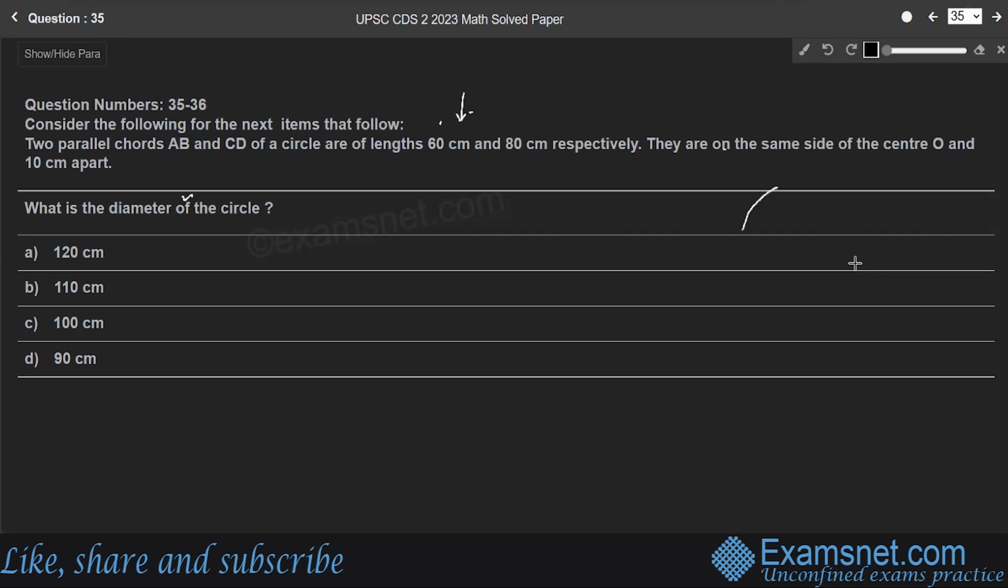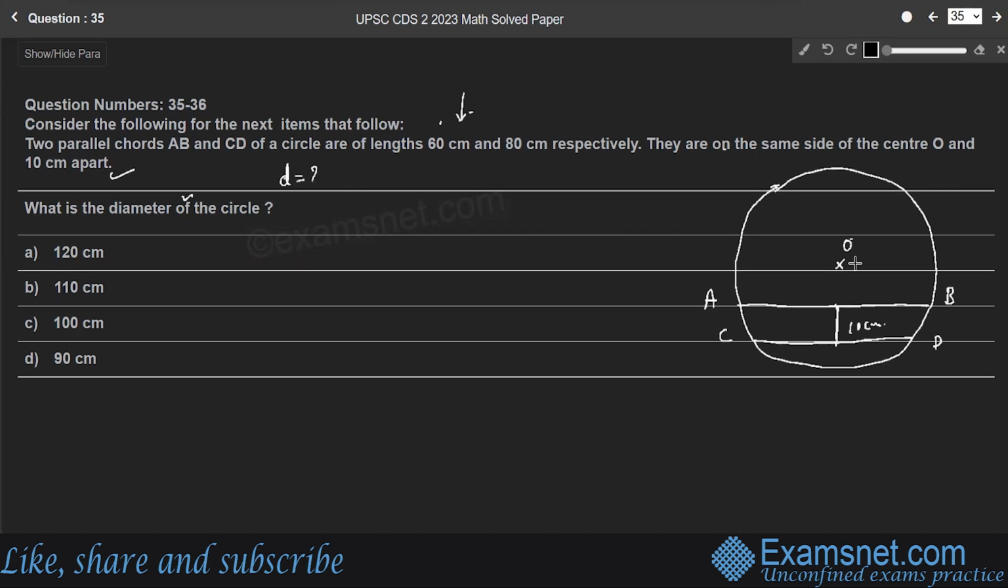To find that, we'll consider a circle with center O and two chords AB and CD on the same side of the center. So AB be a chord and CD be a chord, right? These two chords are 10 centimeter apart, so we'll consider the distance between the chords. Anywhere you can consider, 10 centimeter apart. So we need to find the diameter D of the circle. Before going to the diameter, what is the radius of the circle? Let us find the radius of the circle.